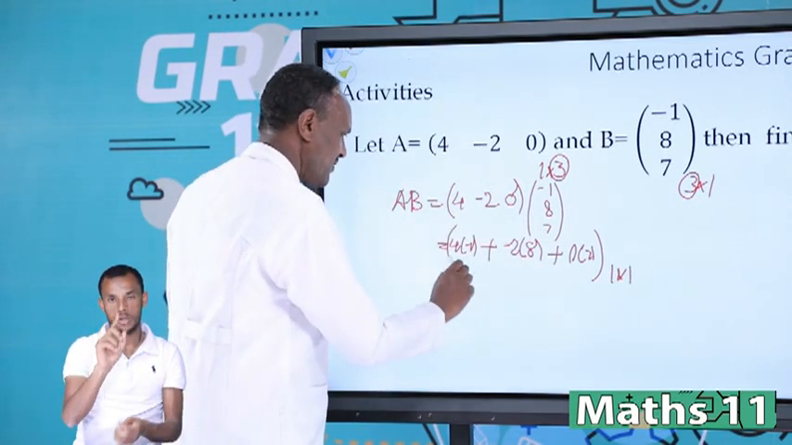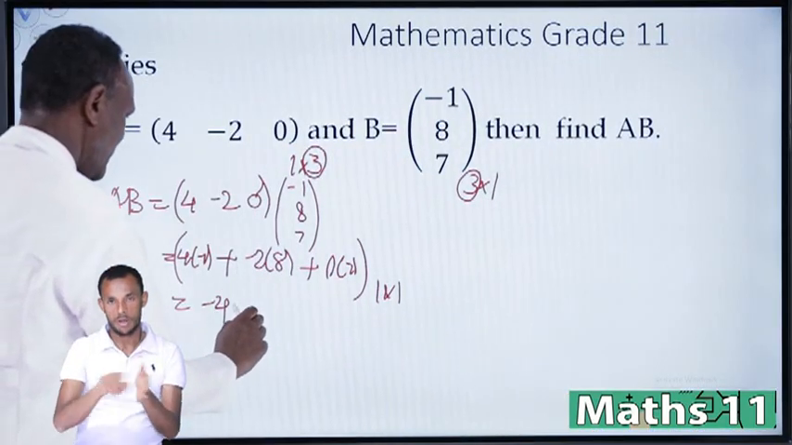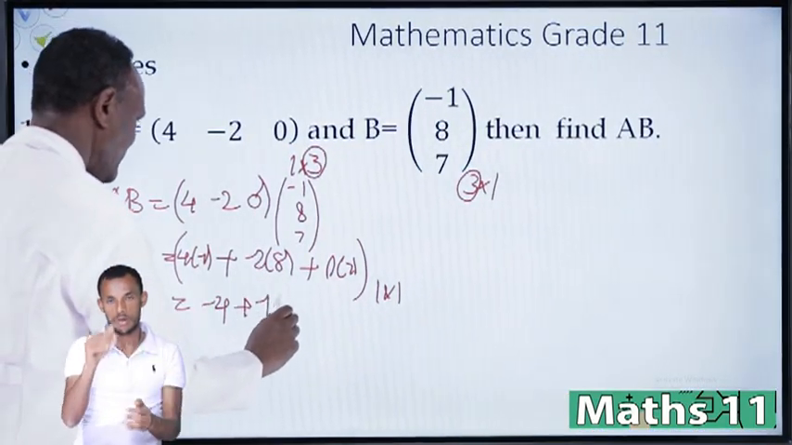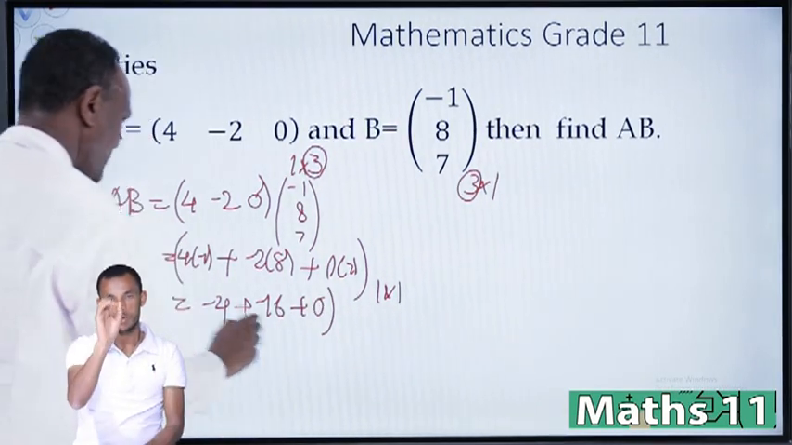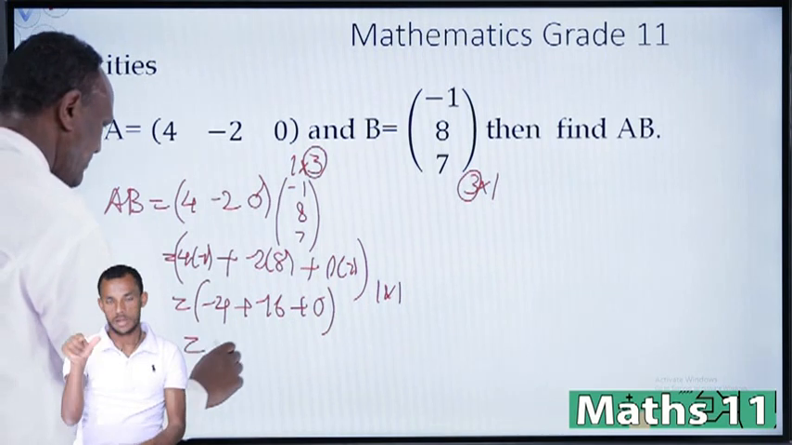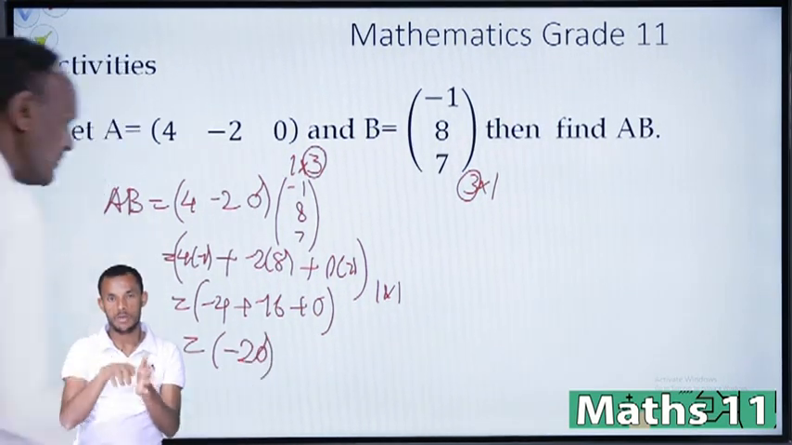When these are added up, 4 times -1 is -4, -2 times 8 is equal to -16, and 0 times 7 is equal to 0. You will have a matrix. When this is added up, you will get a 1 by 1 matrix equal to -20.